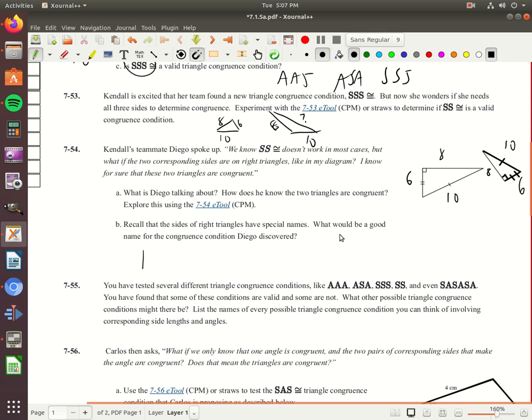So side, side has an interesting property if we're talking about a right triangle specifically. It says, what would be a good name for the congruence condition Diego discovered? We're actually going to call it, which is interesting. Remember what this is called here. This is a right triangle. Oops, I didn't mean to get rid of all that, but I guess it doesn't matter.